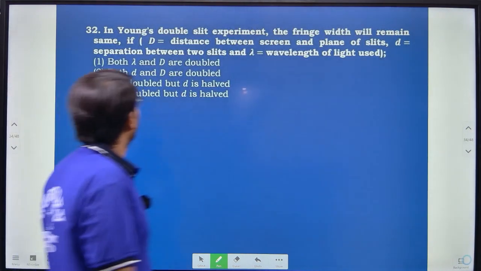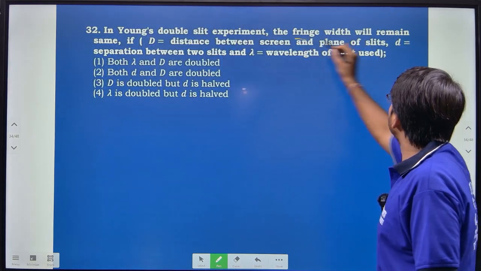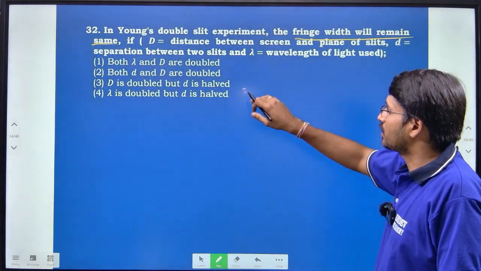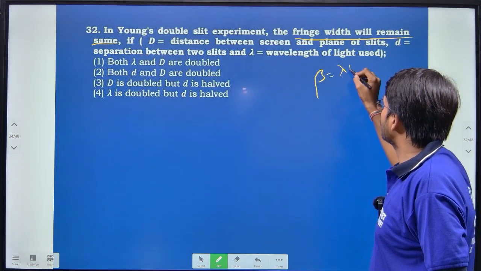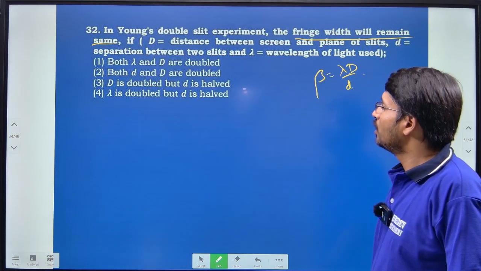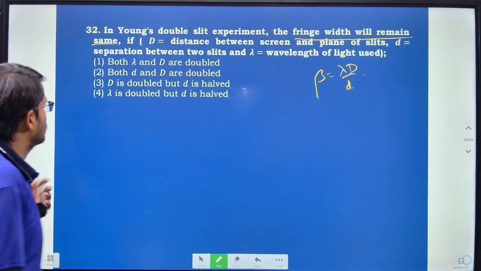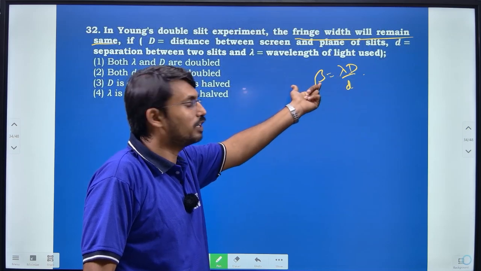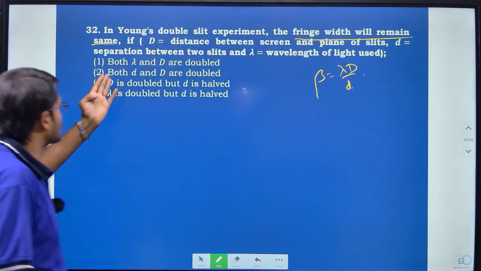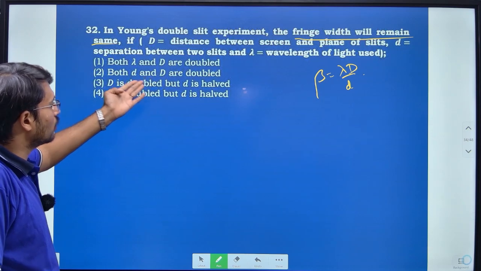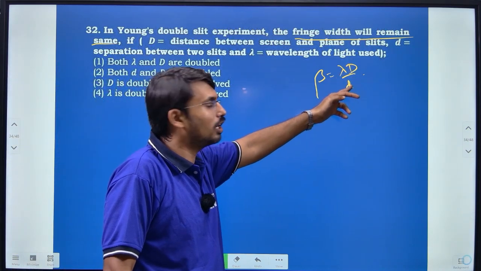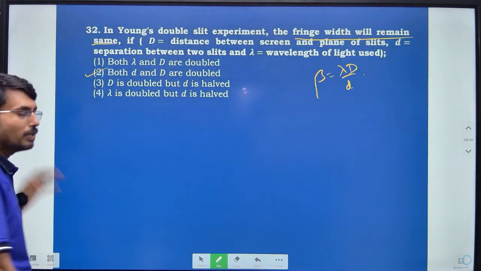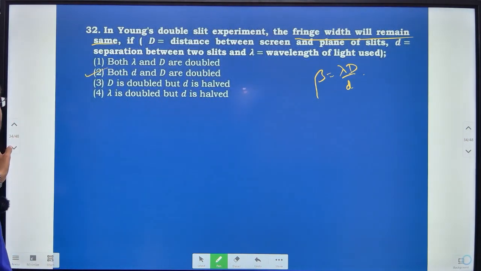Next, Young's double slit experiment, where the fringe width will remain the same. What is the equation for the fringe width? That is lambda D divided by d. When can it become the same? If lambda and D are doubled, lambda is doubled and capital D is also doubled, so the fringe width increases by 4 times. That is not the case. Next, both d and capital D are doubled. Capital D is in the numerator and small d is in the denominator, so they cancel each other, and as a result the fringe width remains the same. Therefore option 2 is the right answer.